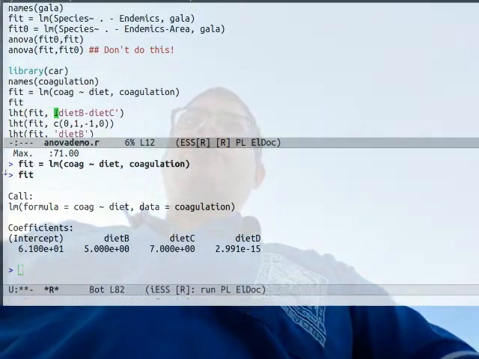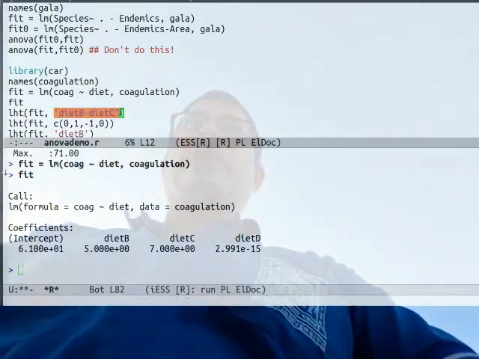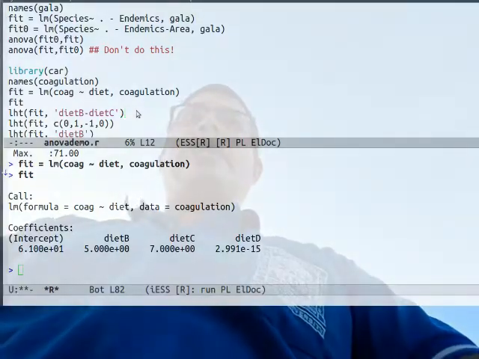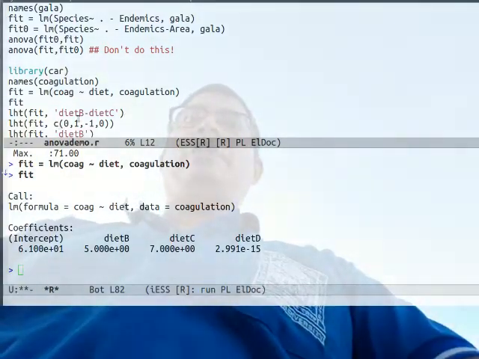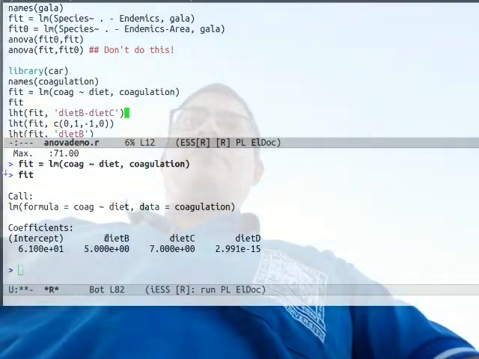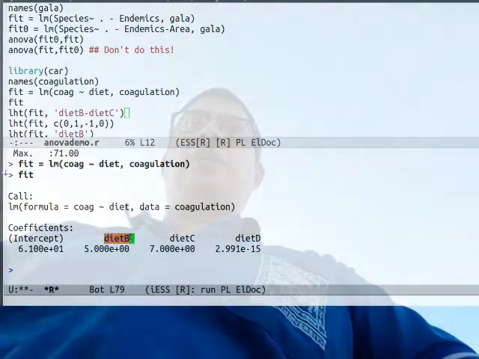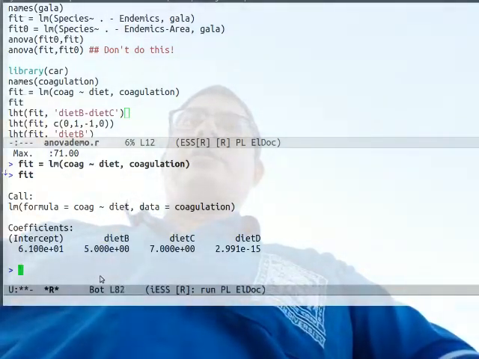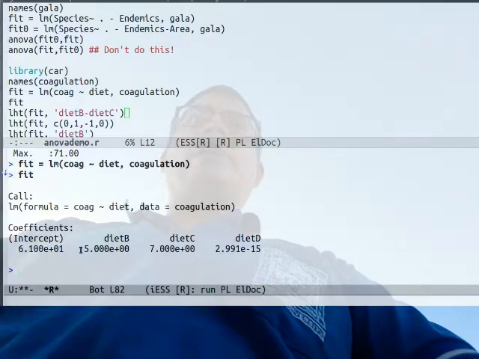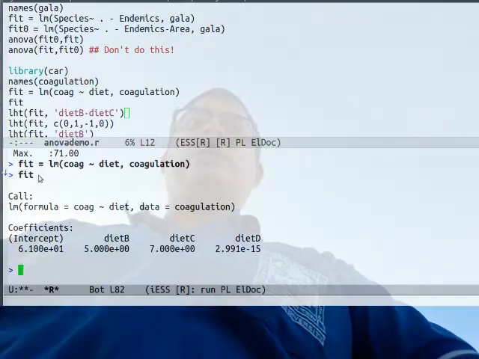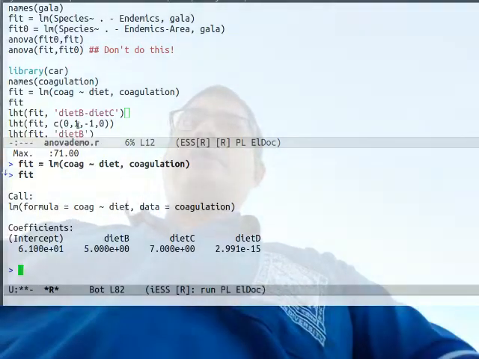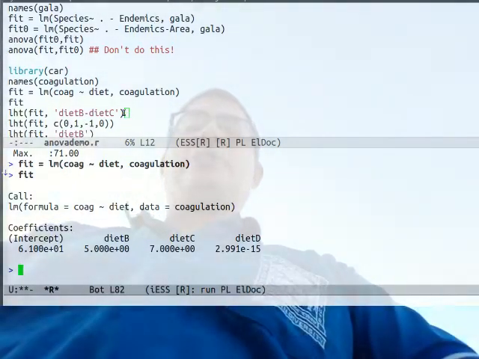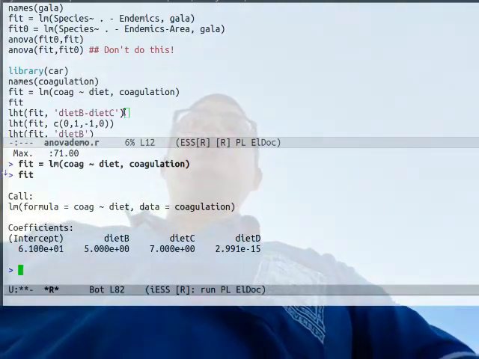Then I can specify the hypothesis as a string, diet B minus diet C. Notice the way I am writing diet B, diet C. This name I am getting from the output of the lm. So inside my data, they were not called diet B, diet C. They were just called B, C. So you have to look at how they are written inside the fit, and you have to use that name, diet B minus diet C. I have not specified anything, so this means it is testing diet B minus diet C equal to 0.